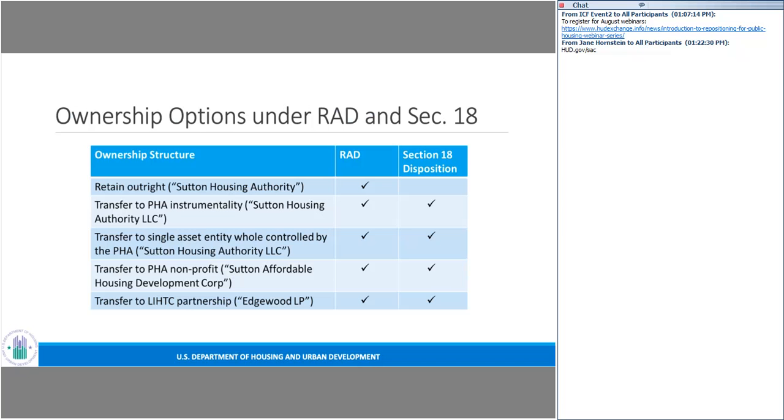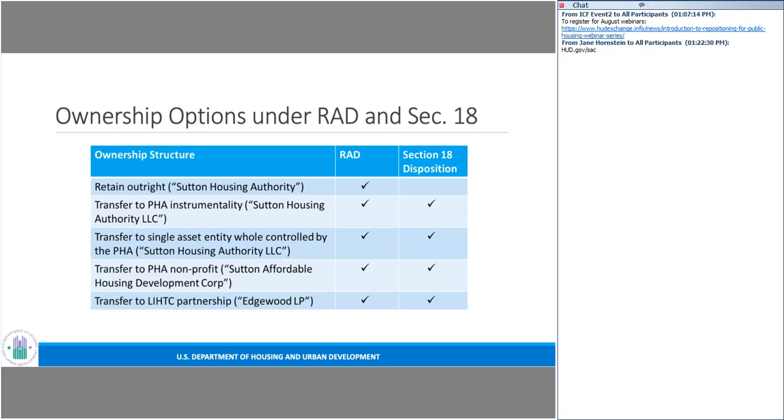One of the big questions we get is, well, if I do Section 18 or if I do RAD, does that mean I can't be the owner of this property? So folks fear talking with their boards about losing control of the property. And generally, what we'd like to be able to tell you is that that's not the case. That PHA can really retain full control of the property under conversion under RAD or through Section 18.